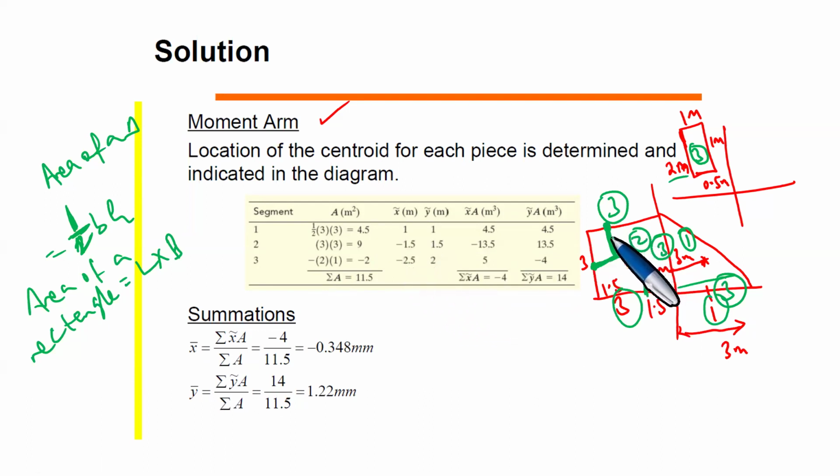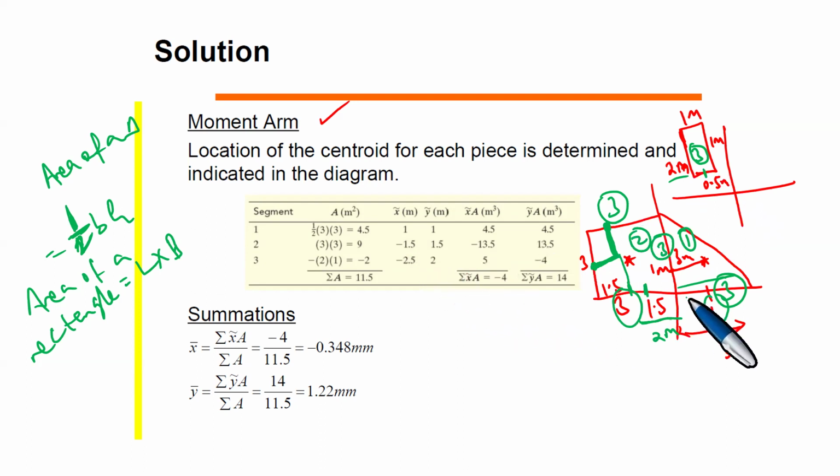Okay, let's look at this segment. This segment now is 0.5 midway because the whole side here is 1, divided by 2 is 0.5. The whole thing is 1 meter, but this is 2 meters, and this is 1 meter. 2 meters plus 1 meter is 3 meters. So if you say 2 meters plus 0.5, it's minus 2.5.